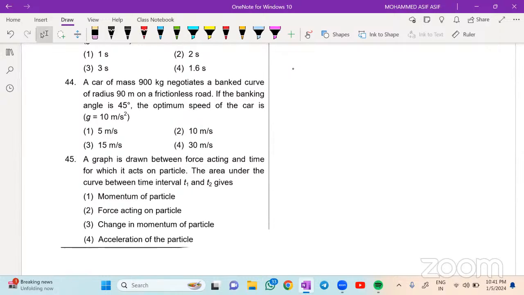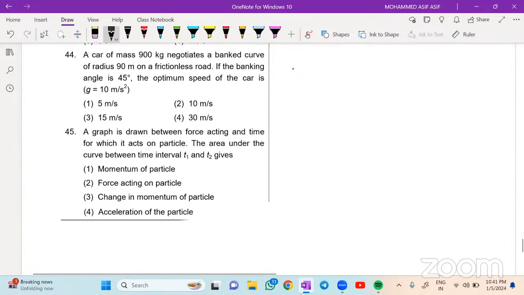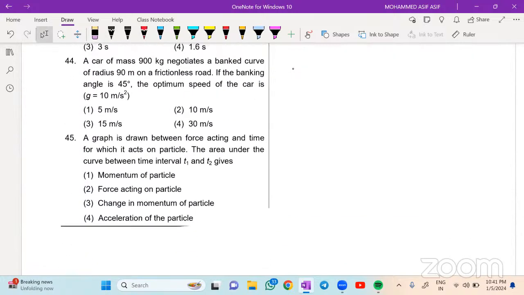Can anyone give me this answer? 45. A graph is drawn between the force acting and time for which it is acting on a particle. The area under the curve between time t1 and t2 will be given by what? The graph is force versus time. The area under the curve between the time interval t1 and t2 will give me what? Impulse only. Impulse means change in momentum. So the best option I can write is 5.